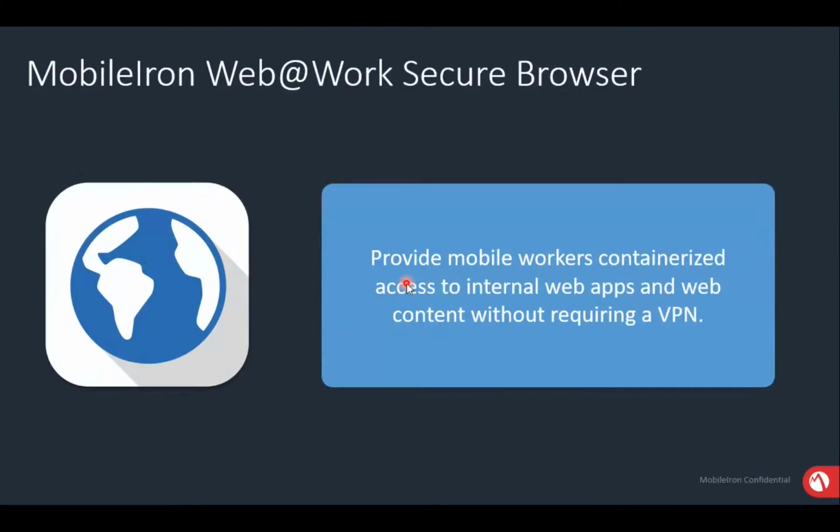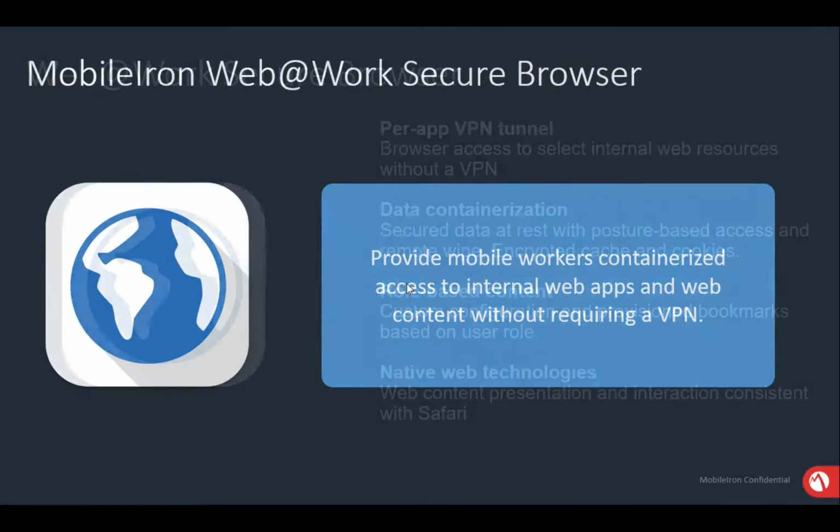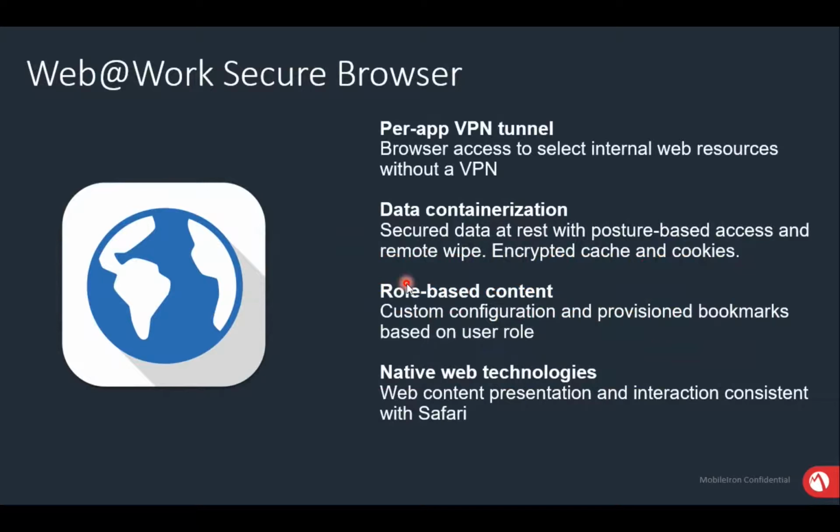Web at Work is again an AppConnect enabled browser. It will have a native-like experience, and you can always have a per-app VPN tunnel. If you have multiple browser-based applications, and each application has a different set of servers, you can have an individual VPN created for each application. Whenever these applications are opened, that particular VPN will be triggered automatically and will connect to the backend resources.